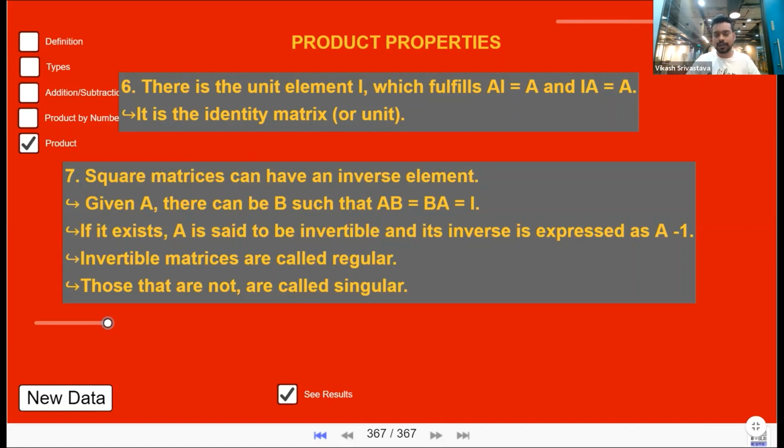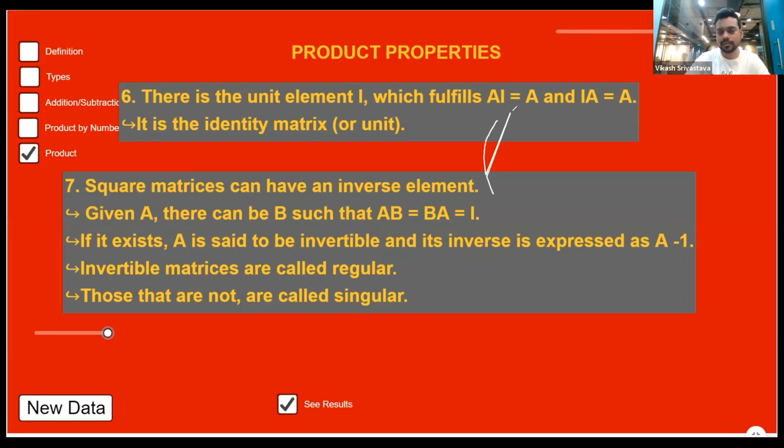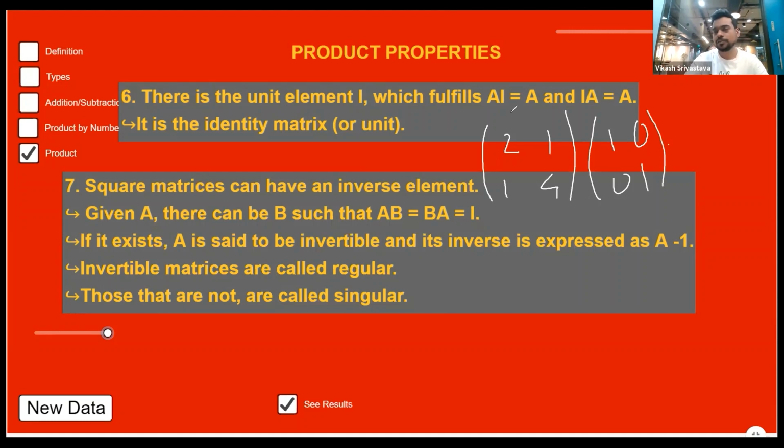Okay, so I can just take an example in this case. Suppose I have, sorry, let's say I have this matrix 2 1 1 4, and I have this identity matrix which is this. So you can confirm, right? Let's see what we get. 2 into 1 plus 1 into 0, so this is 2. 2 into 0 plus 1 into 1, that is 1. Then 1 into 1 plus 4 into 0, that is 1. And then 1 into 0 plus 4 into 1, that is again 4, right? So these two matrices are the same.